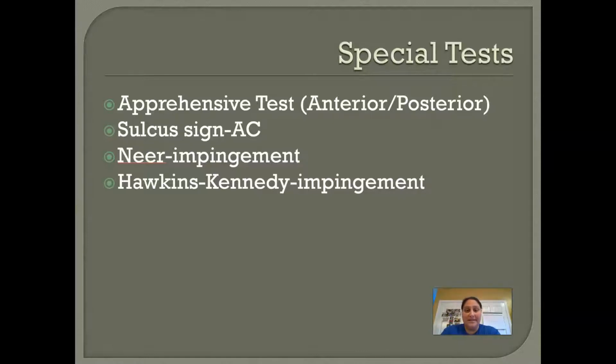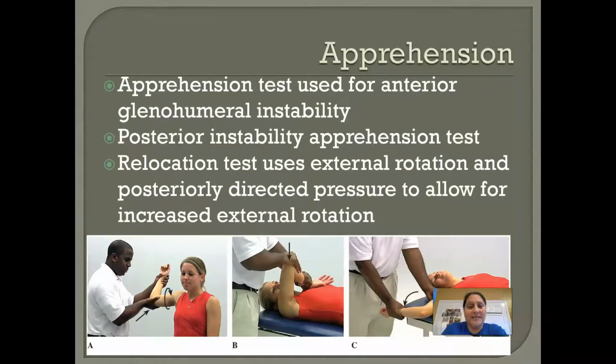So there's an apprehension test, and that's both for anterior and posterior dislocations. There's a sulcus sign, there's a Neer, and a Hawkins-Kennedy. So those are 4 tests that we're going to go over, and I have pictures. You guys will learn that the apprehension test is to determine if there was a dislocation or a subluxation, both anteriorly, and a second one for posteriorly. The sulcus sign is looking for AC sprains or acromioclavicular sprains. Neer and then the Hawkins-Kennedy are both for different impingement. Okay, so this next one is the apprehension test.